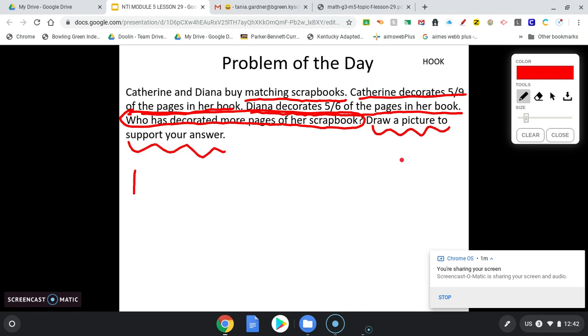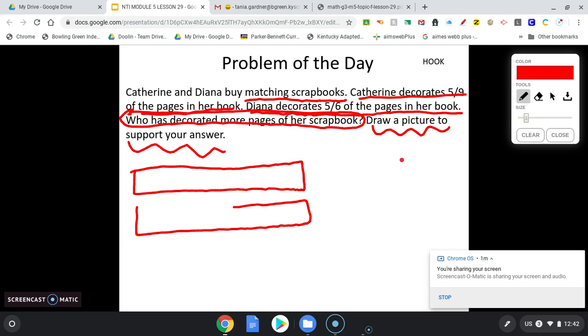So I'm going to start out by drawing Catherine and Diana's scrapbooks. And remember, they have to be the same size, so I'm going to draw them the same size the best I can. Now, Catherine, and I'm going to put a C, decorates 5/9. So I need to partition hers into 9 equal parts. So 1, 2, 3, 4, 5, 6, 7, 8, 9.